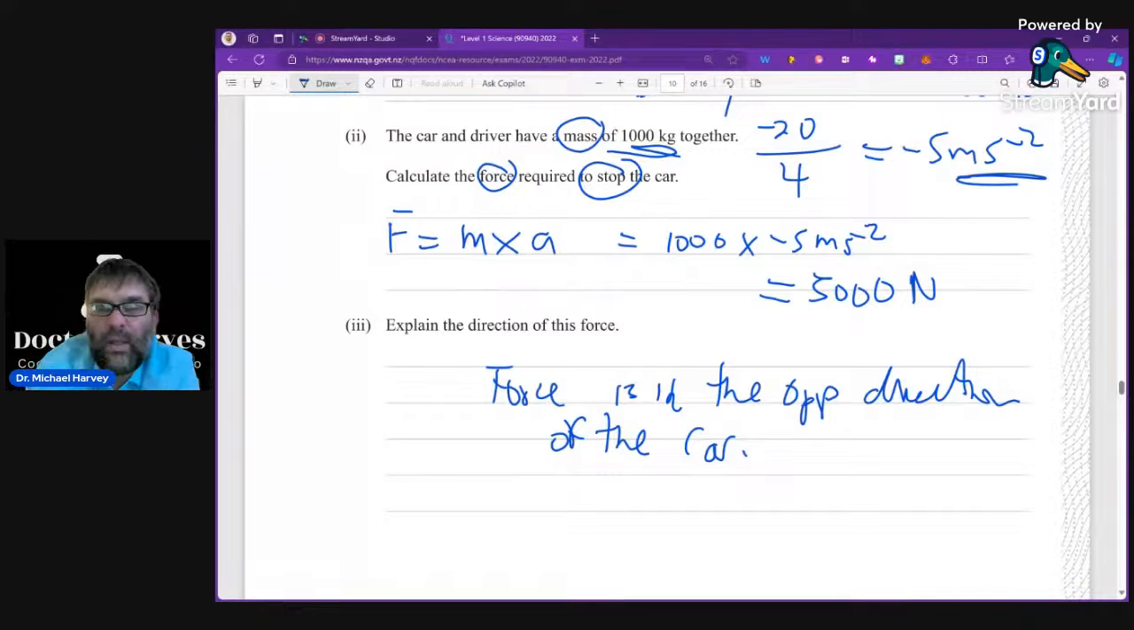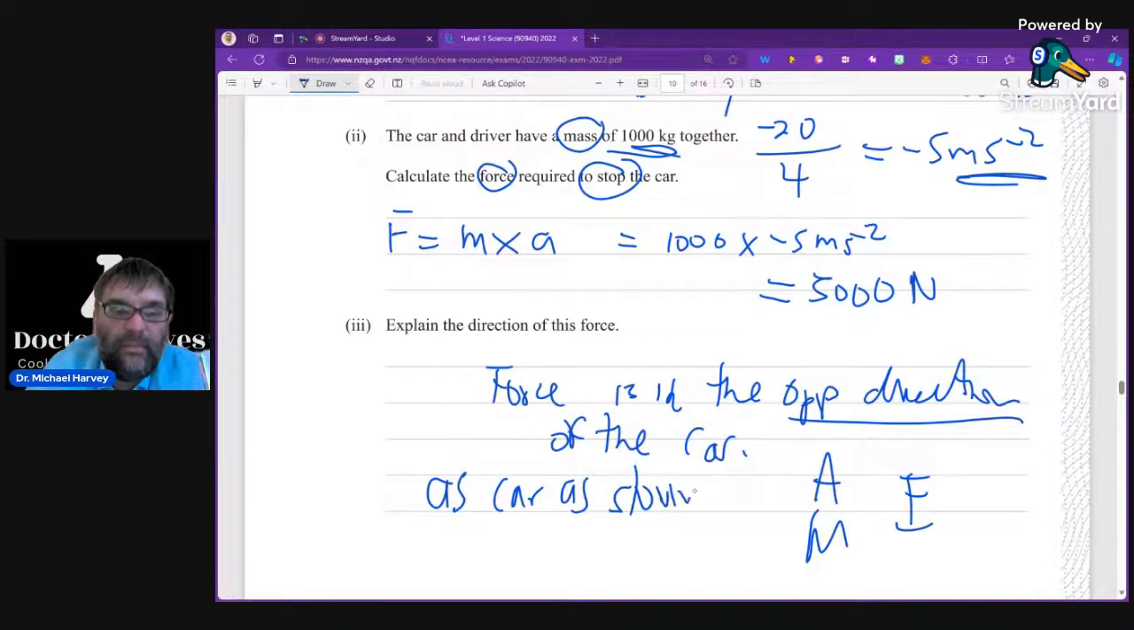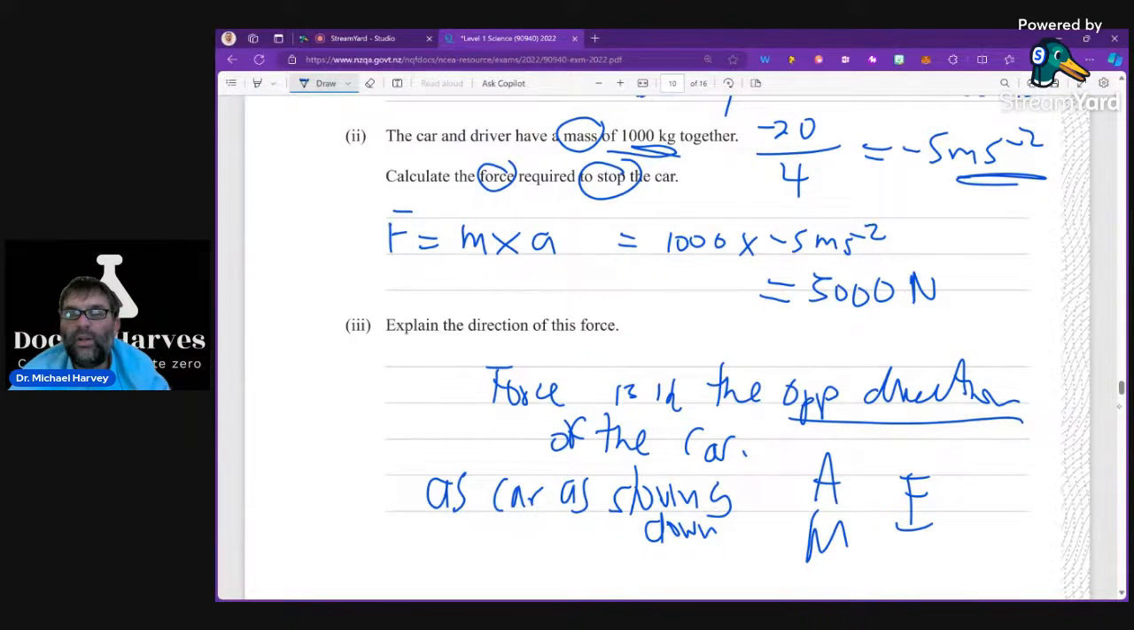Okay, so if you mention it's an opposite direction and you attempt the first calculations, that's an achieved. If you get the two correct calculations and you mention the direction, that's merit. And the excellence part is the force is in opposite direction of the car as the car is slowing down, if I mention that. And that's your excellence. So decelerating is one negative. Okay, and that will be your excellence point. Okay, so that's that question there.